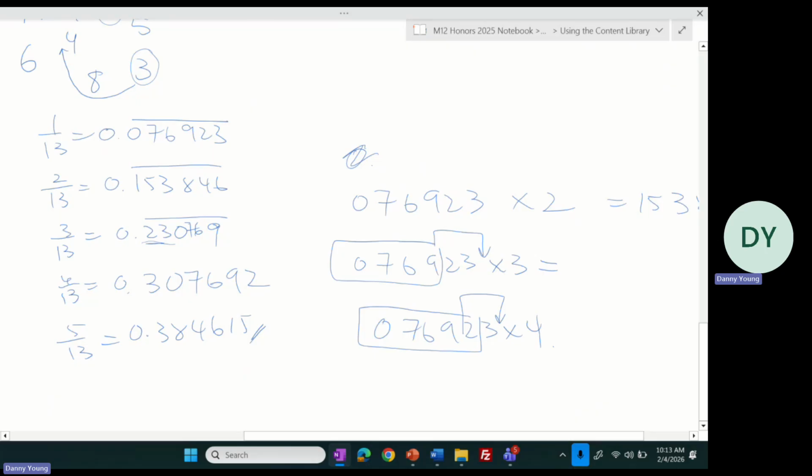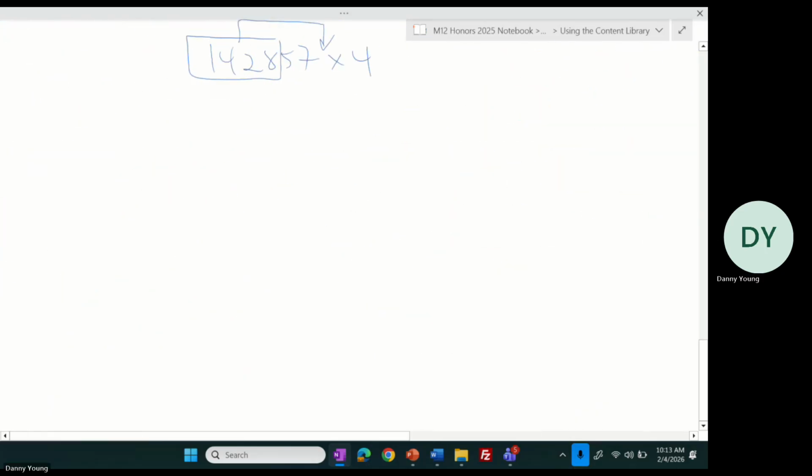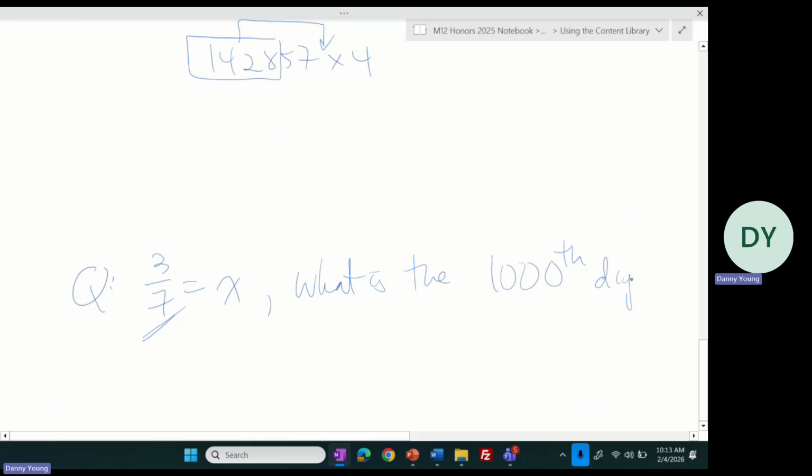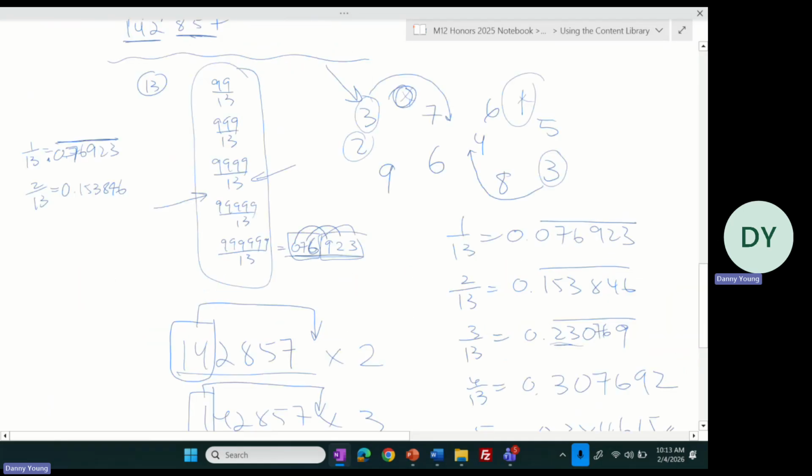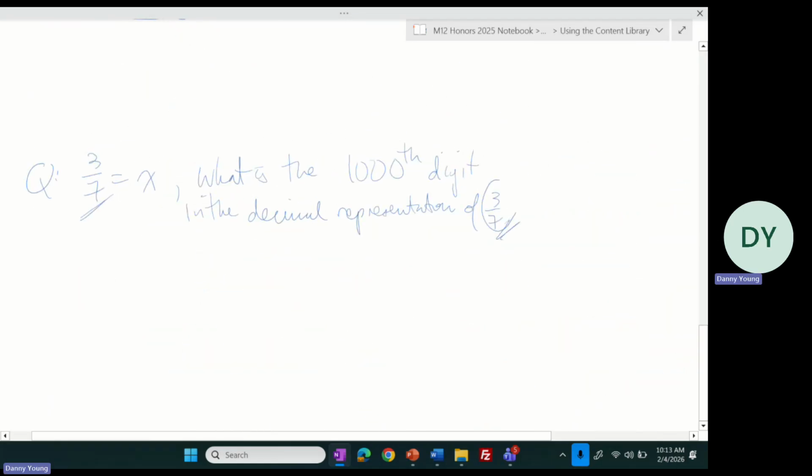Okay, why do we know this? Here's the question. You're given x equals 3/7. What is the 1,000th digit in the decimal representation of 3/7? So 3/7, you're gonna go 0.42857, 42857, 42857. What is the 1,000th digit?